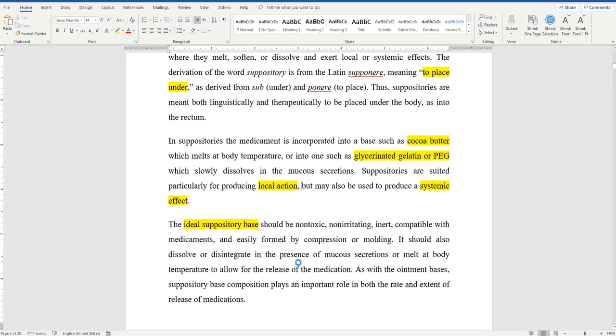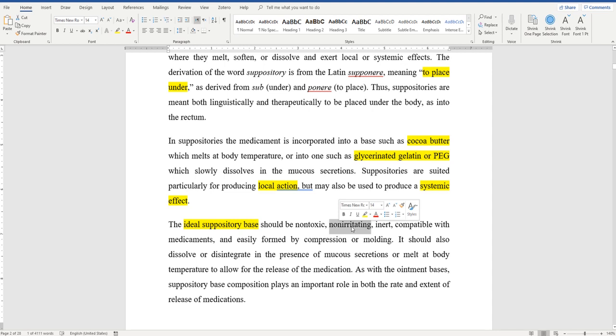Now, what is the ideal base, the one that will carry the drug? What are the properties of such an ideal base? Of course, it should be non-toxic, because otherwise it is not allowed and cannot be used. It should be non-irritating. For example, if I insert it into the rectum, it should not irritate the rectum.